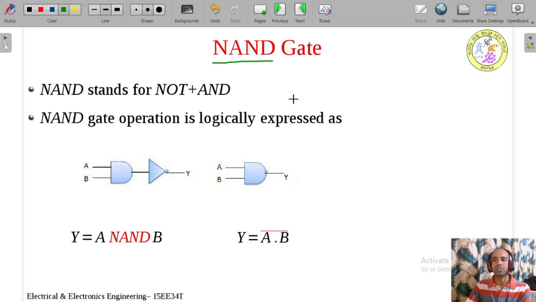So first we shall take what do you mean by a NAND gate. NAND stands for NOT plus AND operation. Remember, we already know the AND operation, and if you add a NOT gate to the AND gate, then it forms a NAND gate, the combination of AND gate and NOT gate.